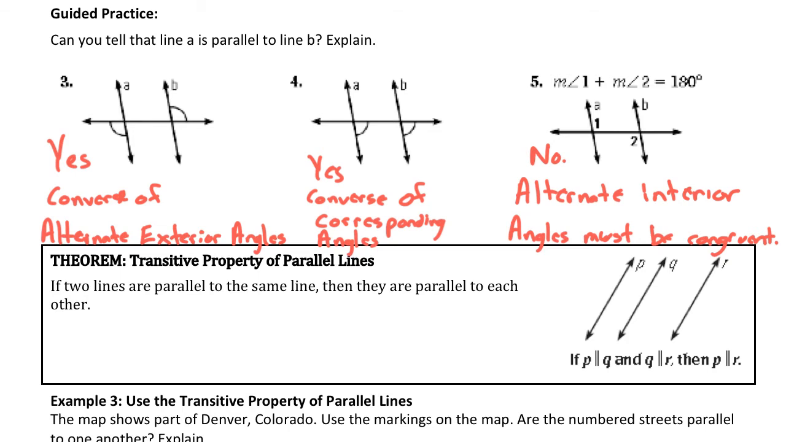In number 5, we can't necessarily say that the lines are parallel because these two angles represent alternate interior angles, and for the lines to be parallel, alternate interior angles must be congruent. So they don't necessarily always add to equal 180 degrees. They must be congruent though.